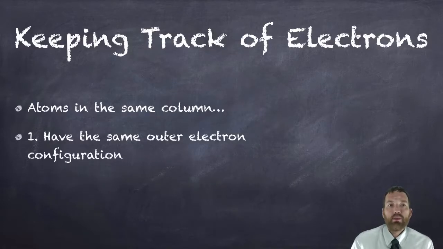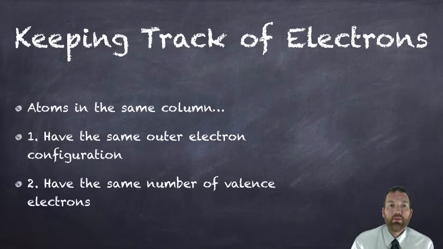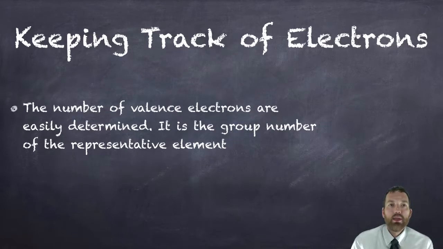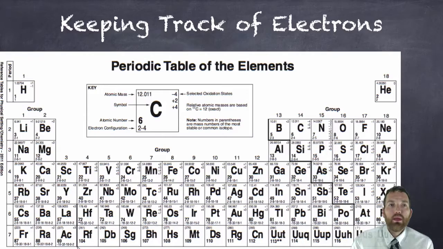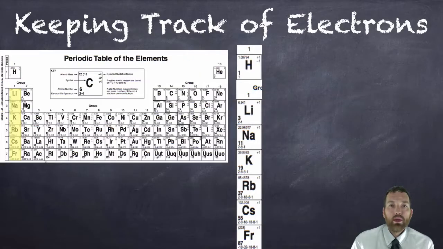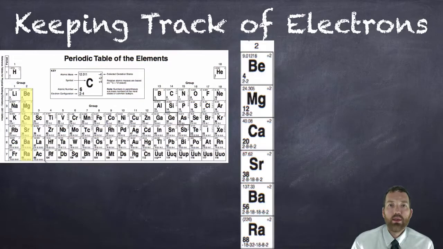Atoms in the same column have the same outer electron configuration, which means they also have the same number of valence electrons. The number of valence electrons is easily determined. It's the group number of the representative element. So if we're in group 1, you can see if you look at the electron configuration in the lower left-hand corner, they all end in 1. So group 1 all has 1 valence electron. Here's group 2. You can see the configuration numbers all end in 2.